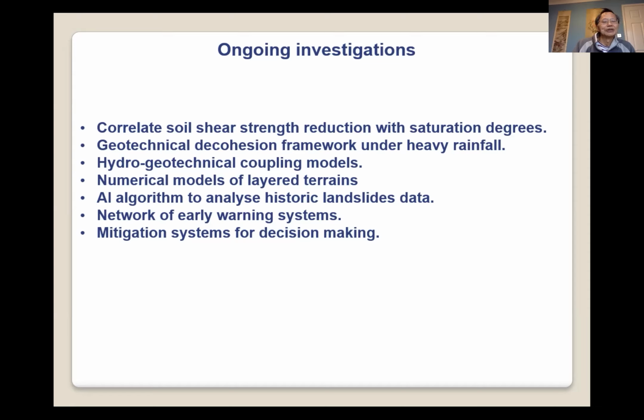And also, we are developing an AI algorithm to analyze the historical data of landslides that happened before, to adjust our material parameters. Meanwhile, we suggest building a network for an early warning system and a mitigation system for decision making. Anyway, this is a challenging topic. We have a lot of things to do.